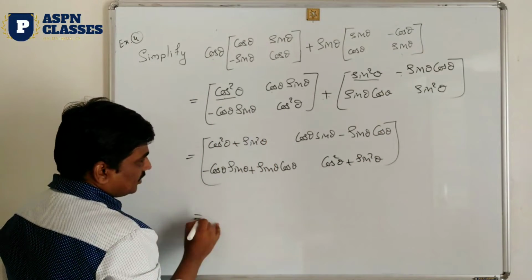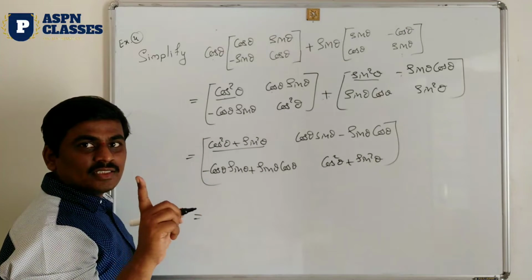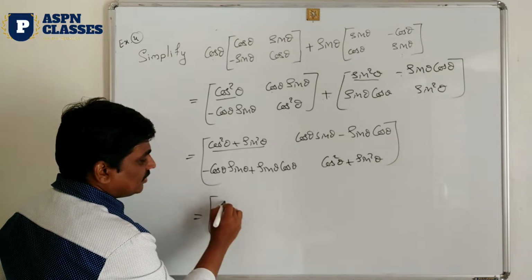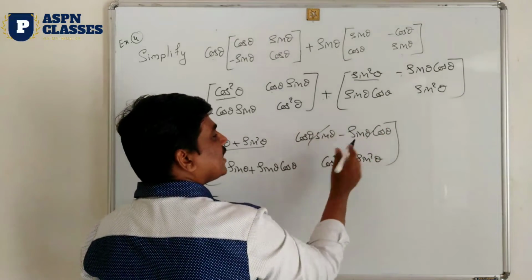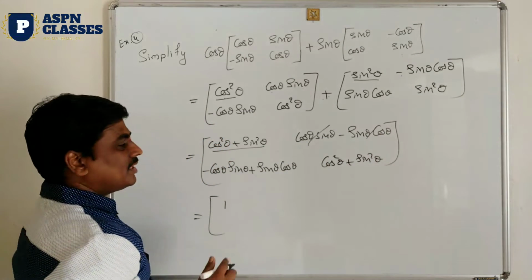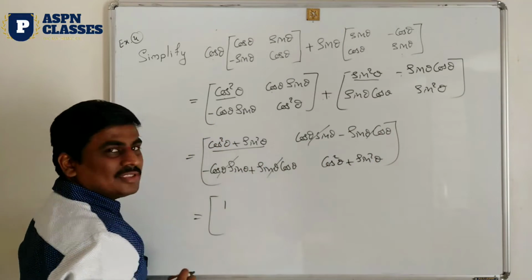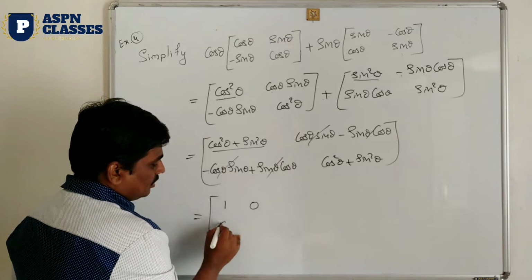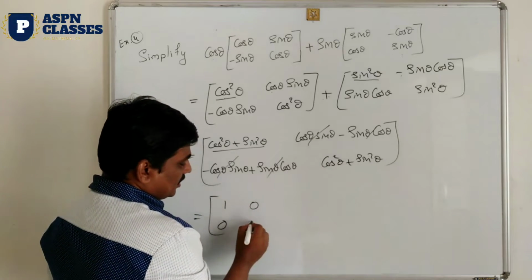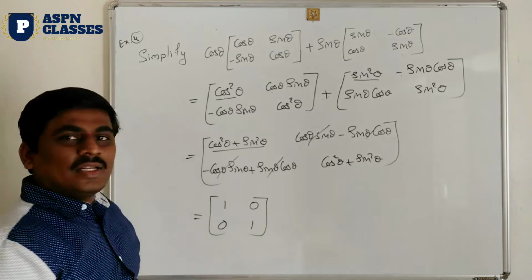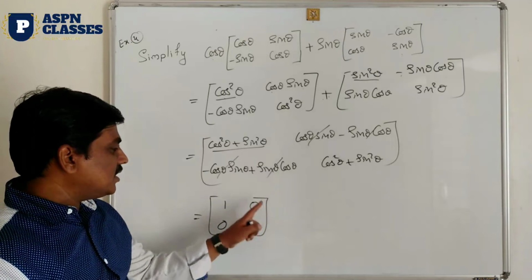I think already you know that cos square theta plus sin square theta is 1 only, so write the value is 1, and these two results are cancelled, both are the same, plus or minus cancel, again these two are also minus or plus also cancel, answer is 0 and 0. Again this is cos square plus sin square is equal to 1.